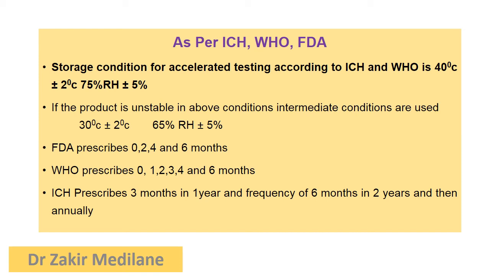FDA prescribes 0, 2, 4 and 6 months as the frequency interval, whereas WHO prescribes 1, 2, 3 and 4 up to 6 months. That is the sampling time frequency. ICH prescribes 3 months in 1 year, a frequency of 6 months in 2 years, and then annually. Regarding temperature, ICH and WHO remain the same, whereas the testing frequency varies when compared across FDA, WHO and ICH. Each and every organization claims its own importance.